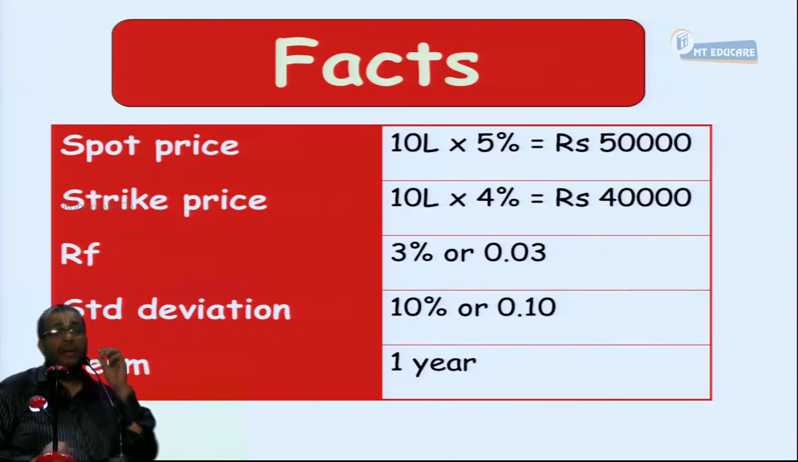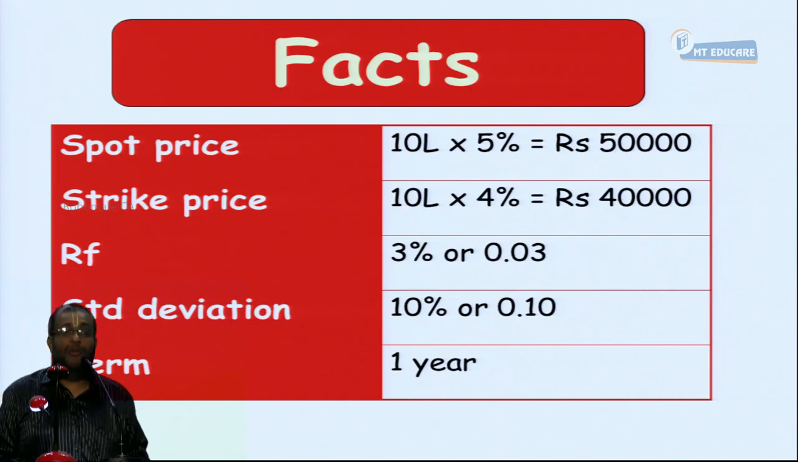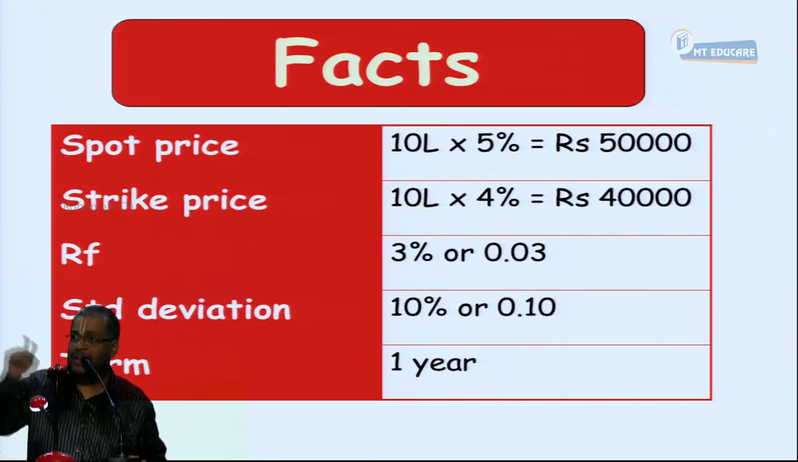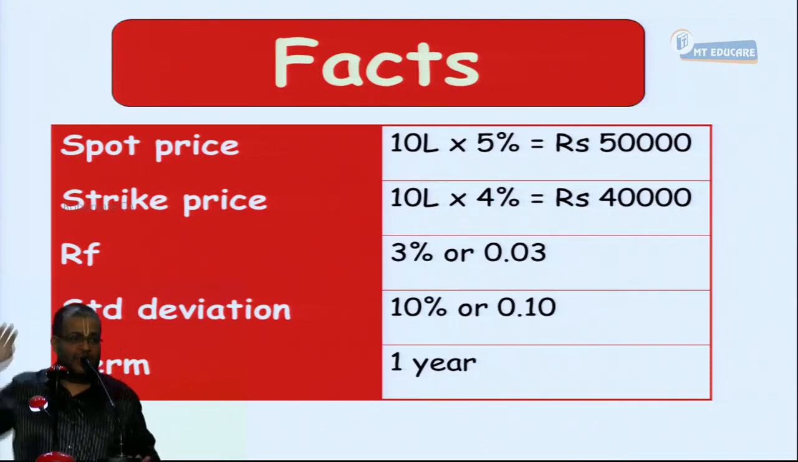Now, see. Tell me, what is the D1 formula? D1 is equal to what? ln of S by X plus sigma square by 2 plus RF into T, whole divided by sigma into square root of T. Yes or not?